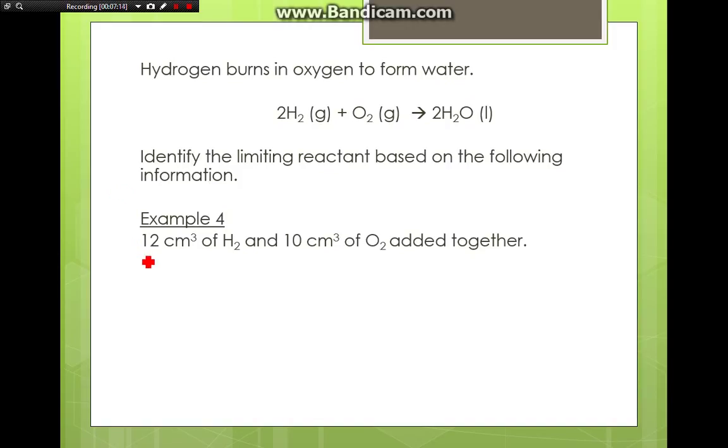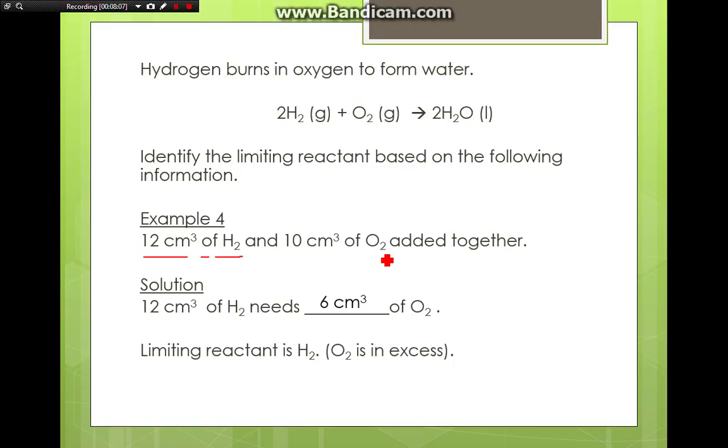Same reaction, but let's do it in terms of volume now. Hydrogen, we added 12 cubic centimeter. Oxygen, we added 10. It doesn't really change the way we write our statements. I'll write it based on the first piece of info. 12 cubic centimeter of hydrogen will need 6 cubic centimeter of oxygen, because ratio is 2:1. I only need 6, but I've added 10 cubic centimeter of oxygen. So we can see that this 10 cubic centimeter is too much. Oxygen is excess. Hydrogen is limiting.